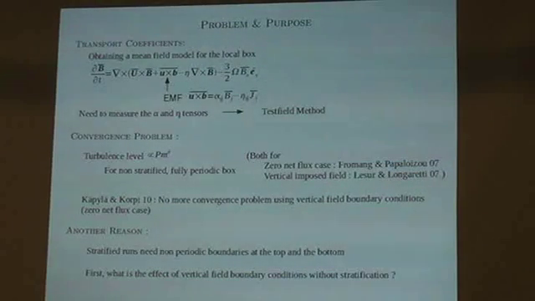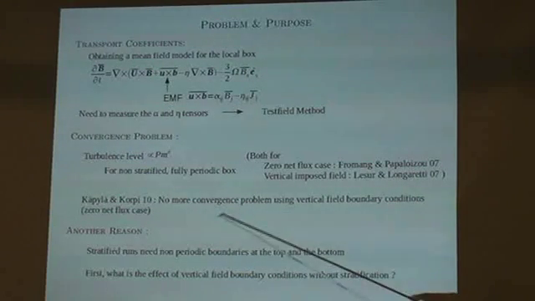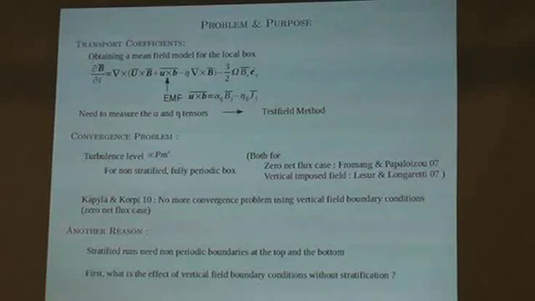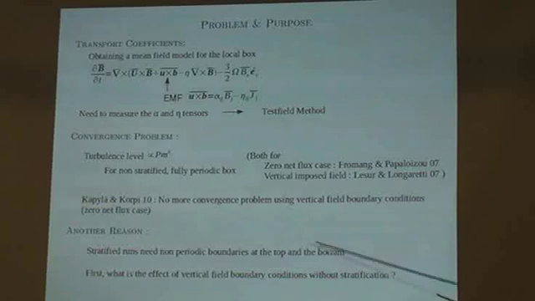Another reason was that first I was doing stratified runs, and with stratified runs we cannot use periodic boundary conditions at the top and the bottom because of the stratification. So usually what is used is vertical field boundary conditions. But while I was doing that, I realized that what I saw seemed to be mainly due to the boundary condition. So I wanted first to check what is the effect of these boundary conditions without stratification.